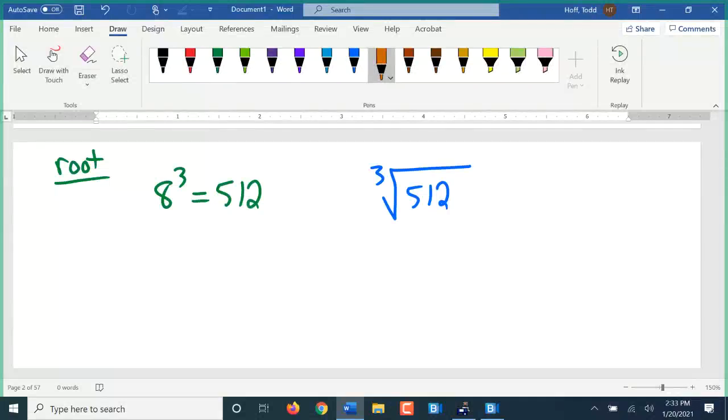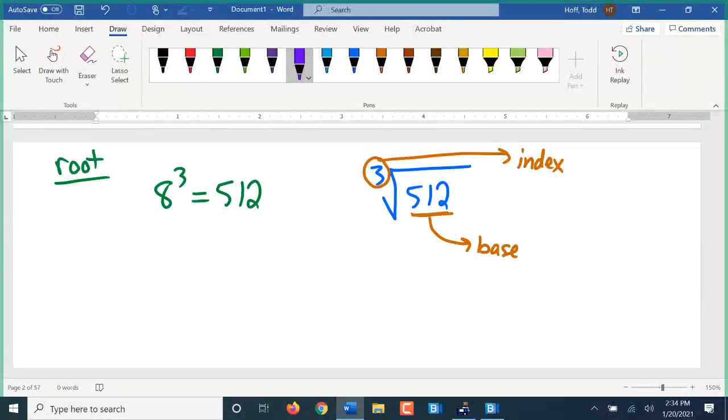Now, the root has 2 parts as well. Here, the 512 is called the base of the root. That's the number being acted upon again. The 3 here is not called a power, it's called an index. It's related to the power, though, because as you can see, that 3 is the power that we are inverting or reversing, undoing, whatever.